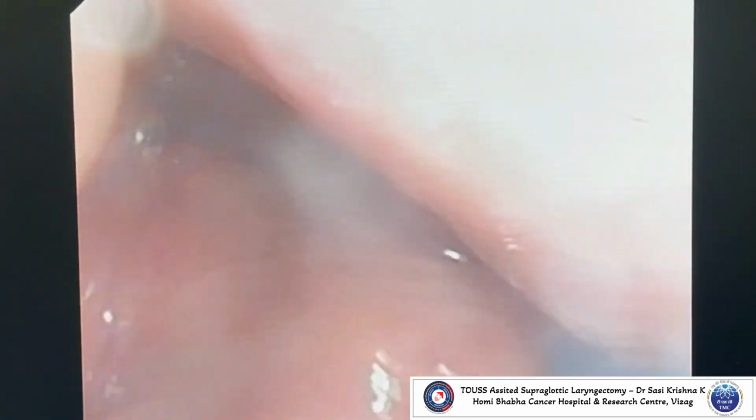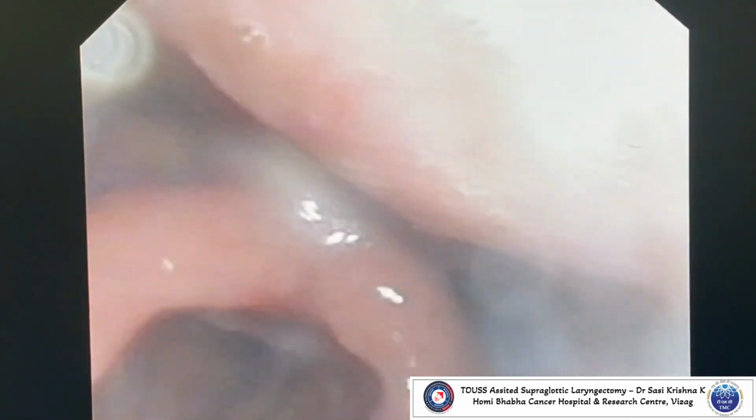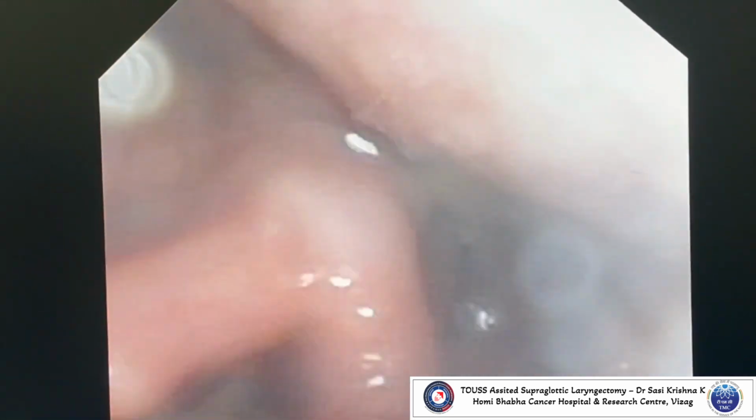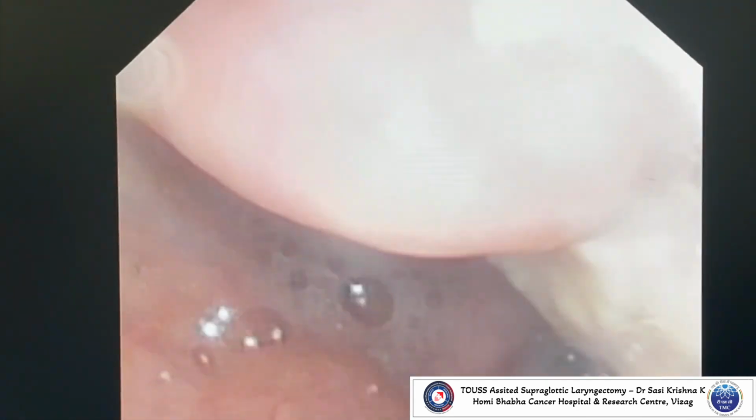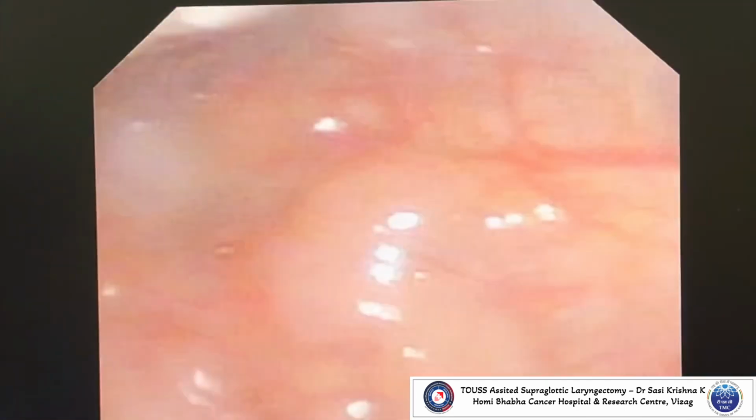Laryngoepiglottic folds on either side, vallecula, and the arytenoids are free. Tumor just abuts the aryepiglottic folds and both the cords are mobile. This tumor is amenable to minimal access surgery through transoral route.